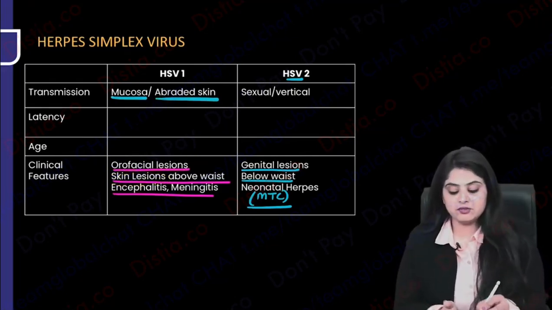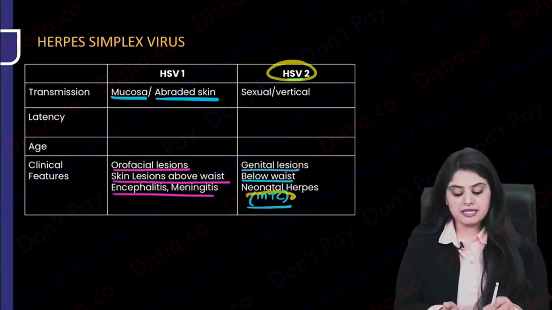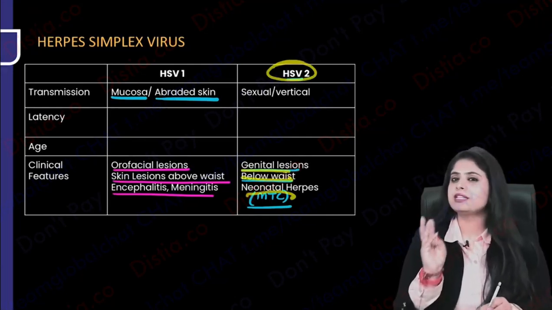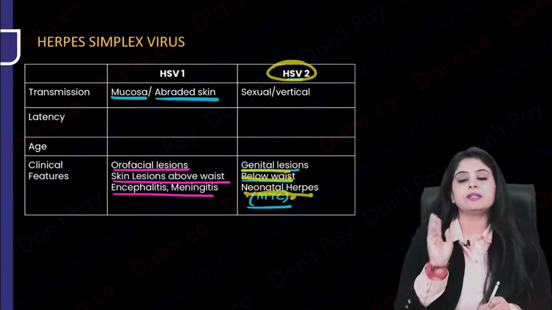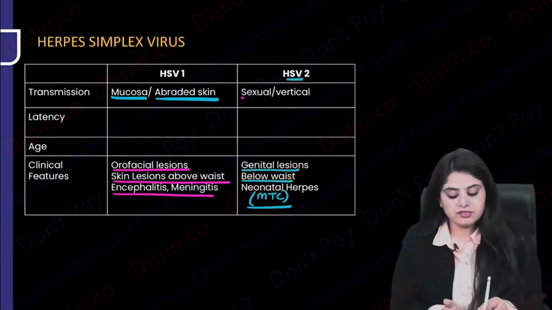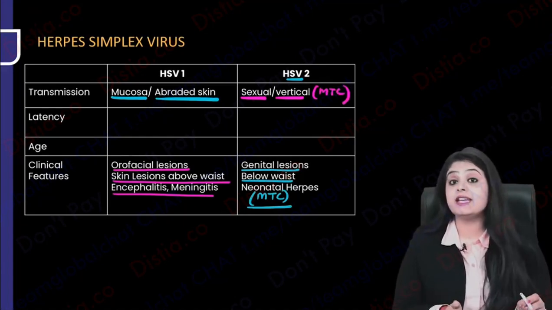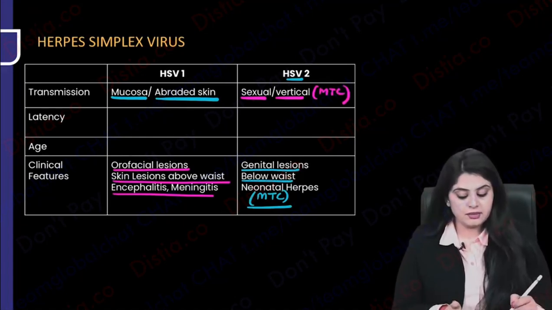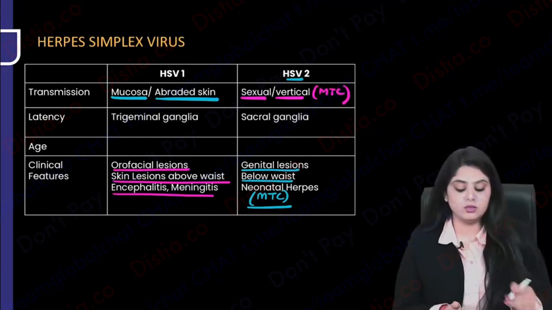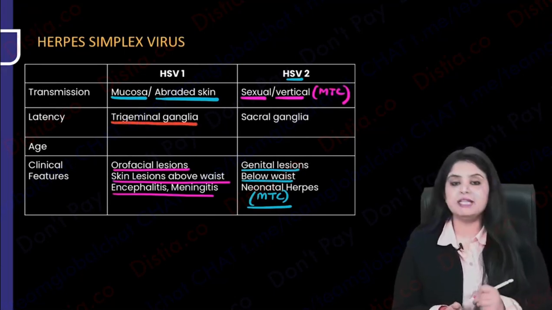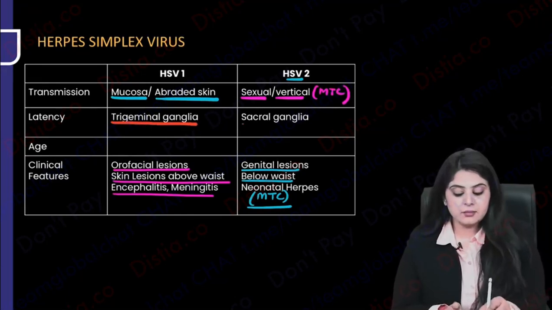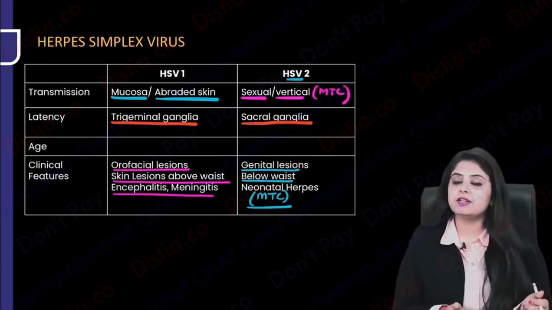And if HSV2 is below the waist and everything is genital, meaning sexual, and neonatal, meaning mother to child, then there is going to be sexual and vertical transmission. Vertical means mother to child. So HSV2 has sexual and mother to child transmission. What is their latency? Again, think of above the waist and below the waist. Above the waist will be latent in the trigeminal ganglia. Below the waist will be latent in the sacral ganglia.